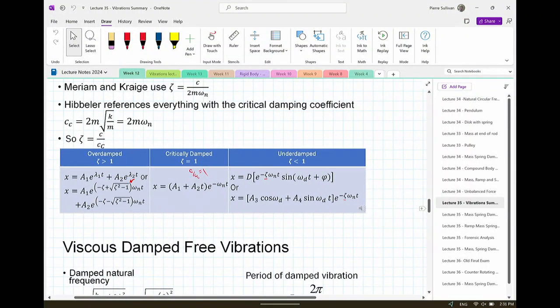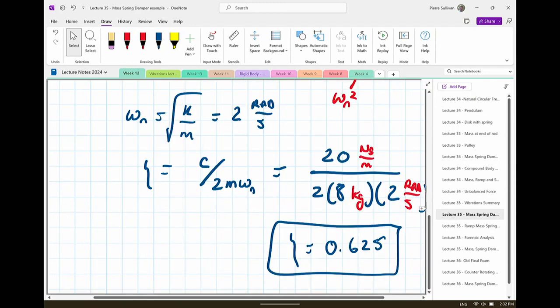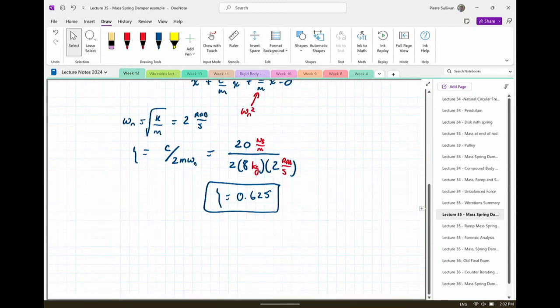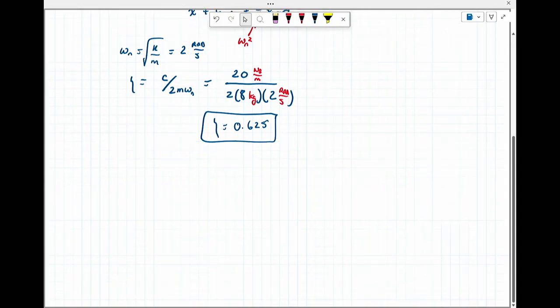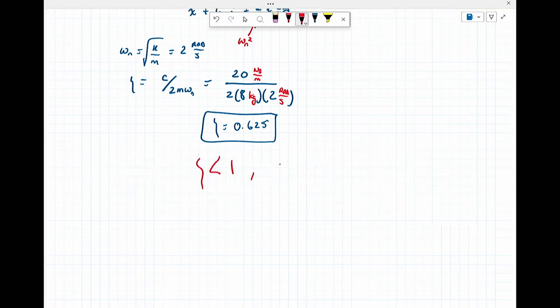So when I know that zeta is equal to 0.625, I look at that table and I immediately see I have two forms of solution, the top and the bottom, both similar to the solutions that I got before, where I wrote A sine omega nt plus B cos omega nt, or C sine omega nt plus psi. So I have zeta equals 0.625. So this is zeta under 1, and it's underdamped.